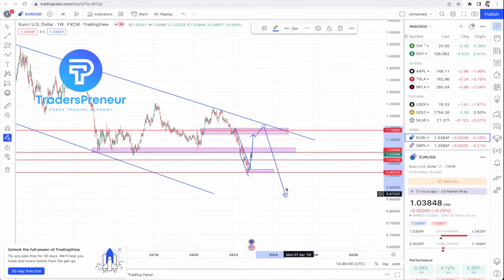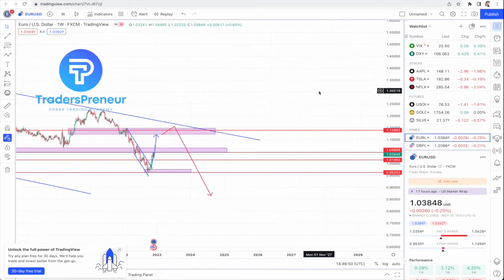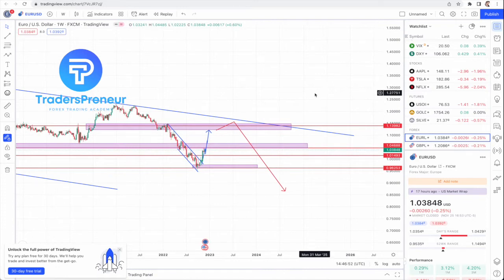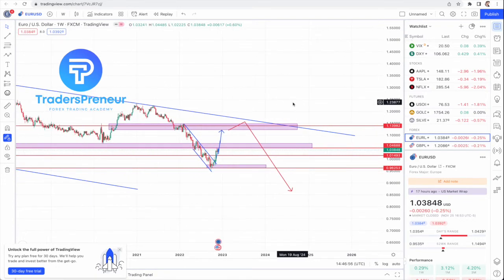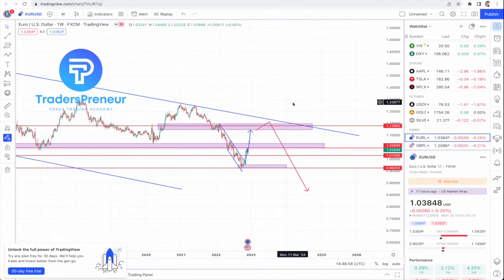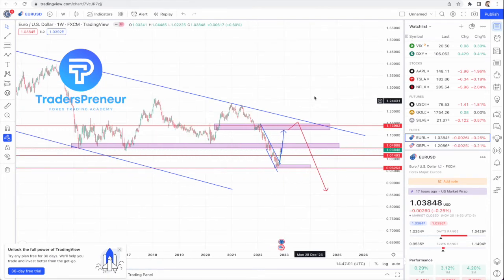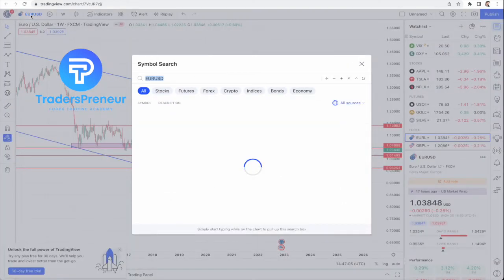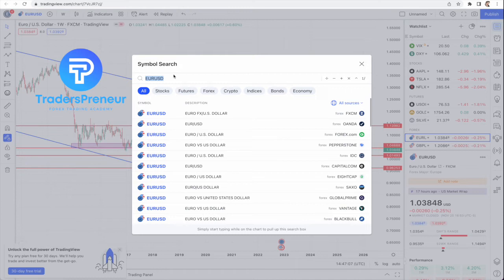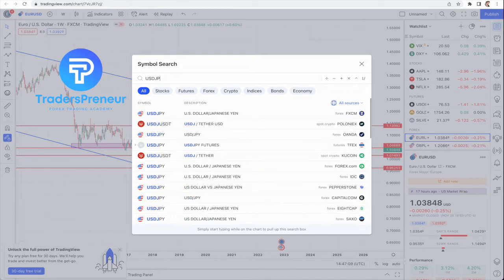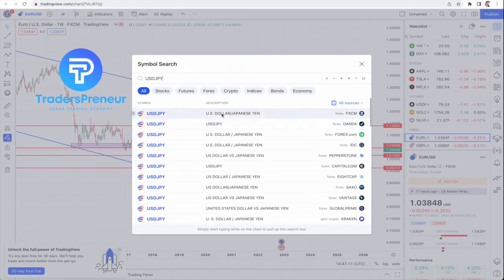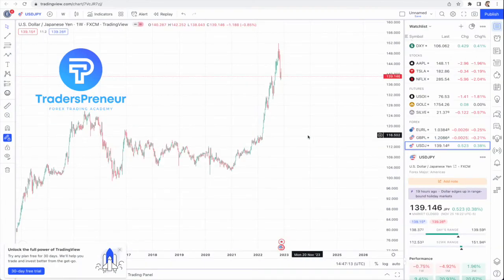Okay, so that is for the EURUSD. So let's observe what the market will do this week, and always have risk and money management. Be a consistent trader, be a disciplined trader. Okay, so that's for the EURUSD. Now let's go to USDJPY.